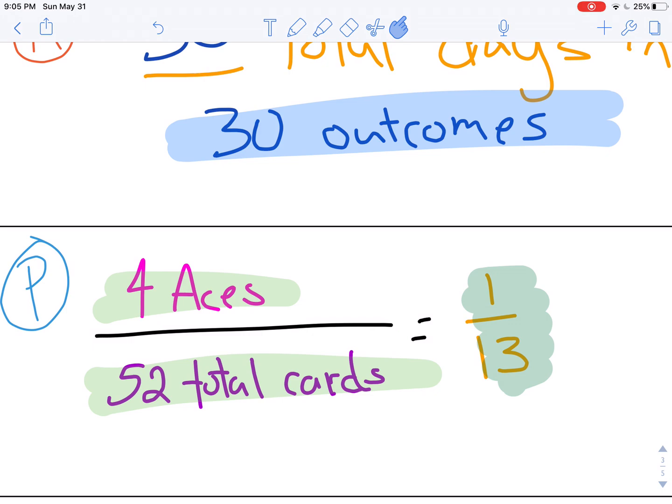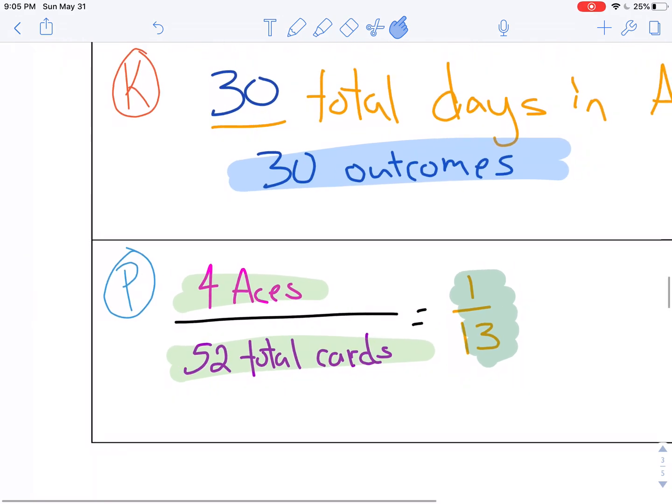You could divide them both in half, and be careful if you do that. That's 2/26, and you're not done. You've got to keep on going.